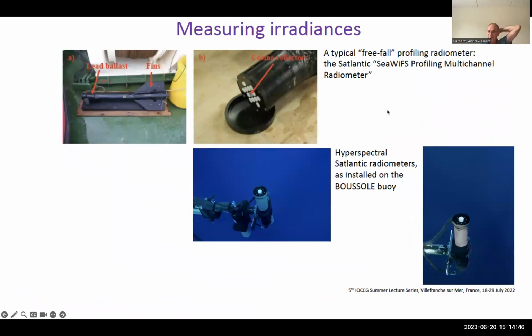So again, here are some more examples. I like to always throw in some pictures. There's another irradiance sensor that can be used on a free fall system, stuck in here, so you're always getting the downwelling irradiance spectrum as this system falls through the water. These are some irradiance sensors mounted on another big optical buoy called Boussole.